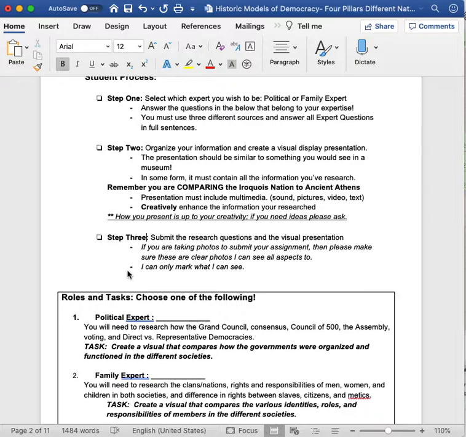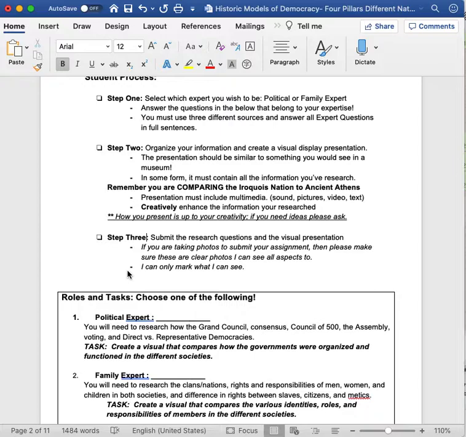In whatever form it is, it has to contain the information you've researched. Remember, in this assignment, you are comparing the two groups. You're not just going to say, this is what I learned about one, this is what I learned about another. It'd be really interesting to say, the Iroquois do this, ancient Athens does this. This is how they're different.